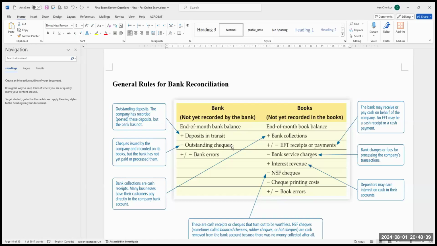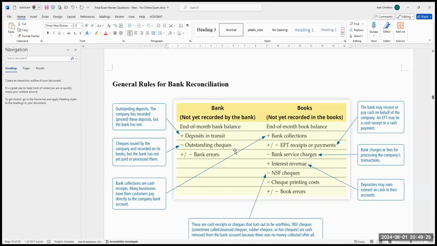So for the books, that's a different story. For the books, you have to add any money that's coming into the bank account in forms of electronic fund transfers, bank collections, interest revenue, and you have to deduct non-sufficient fund checks, any printing costs that you may have, bank service charges, and plus and minus any book errors. And don't forget, electronic fund transfers can be related to deposits in the bank account or deductions from the bank account directly.